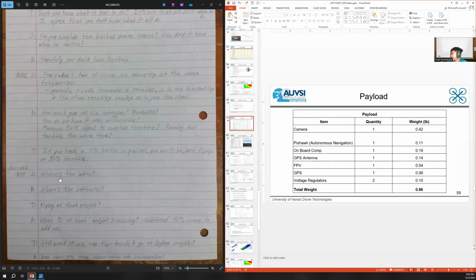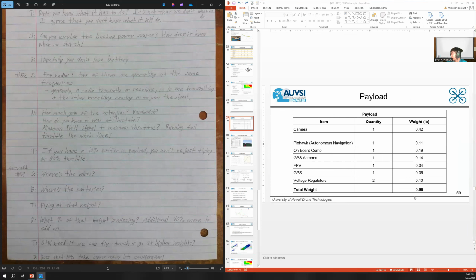And then we had another question: where are the wires in the payload? Yeah, it's not there, but it does add up pretty quickly because there's a lot of wires. And batteries aren't included here, and I'm not sure that should be here too. I'm not sure why it's not there.